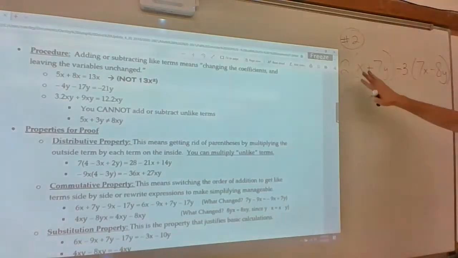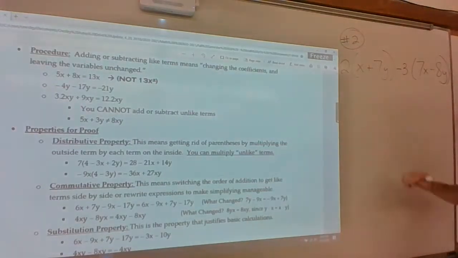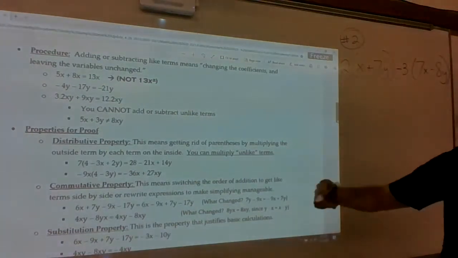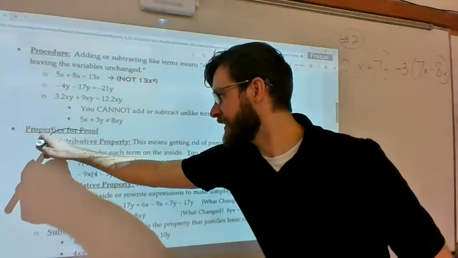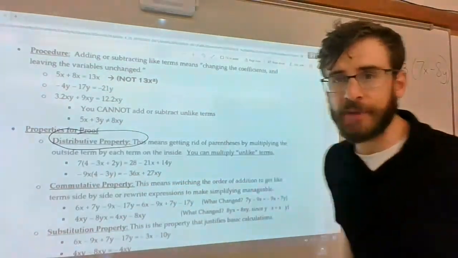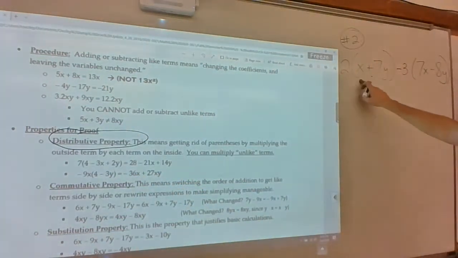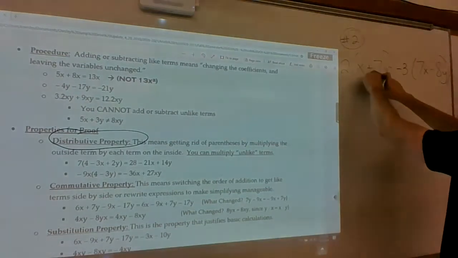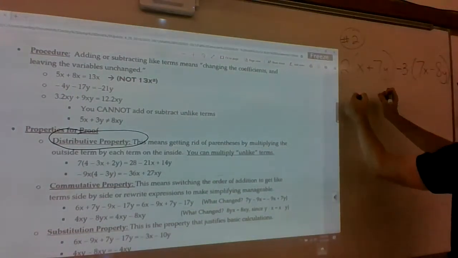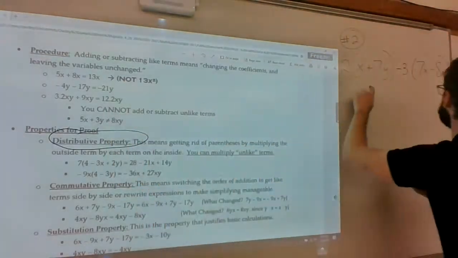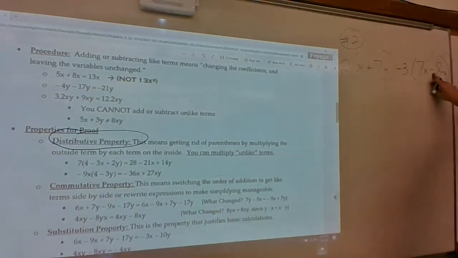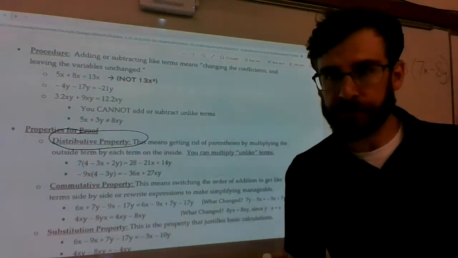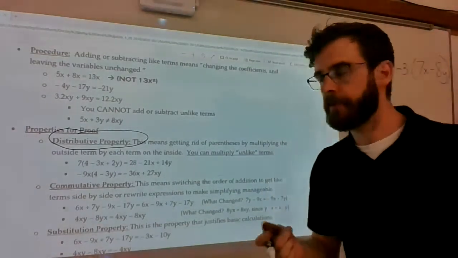So the second example on the notes is given up here. Looks like we've got some grouping symbols. So hopefully that's your telltale sign that the distributive property will be enacted on this very first step. We can't do anything inside the parentheses because x and 7y are unlike terms. You can't add them, nor can you subtract them. 7x and 8y, we can't do anything until we multiply by that outside number.